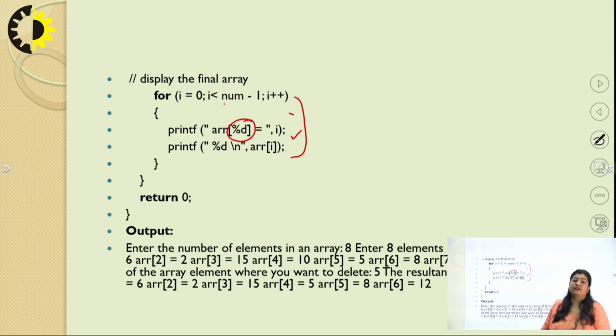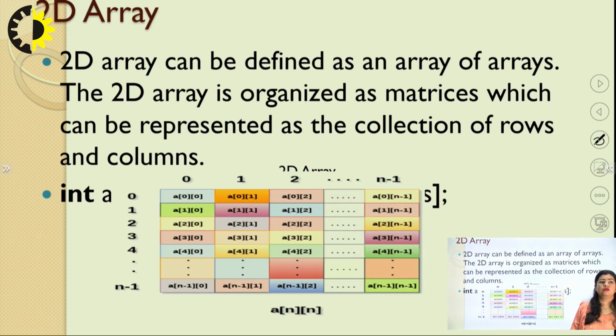That means we use the integer type of value, so use %d. Printf, print the value and return. You can see it asks to enter the 8 elements of the array, and define the position of the array element you want to delete. That means 5: in the fifth position we want to delete an element, and after deletion you can see the final array.